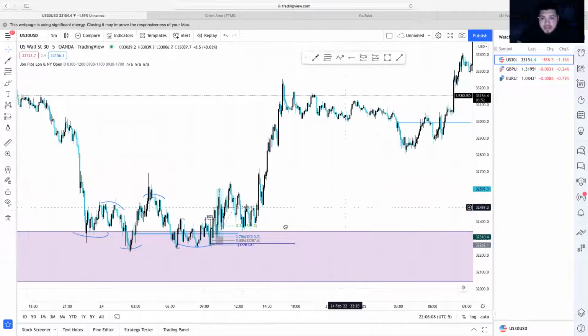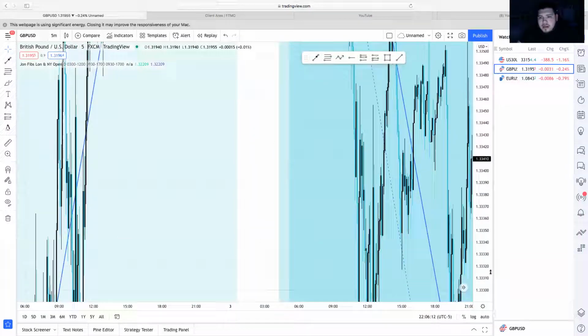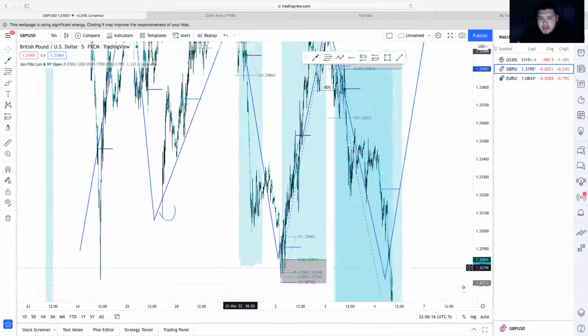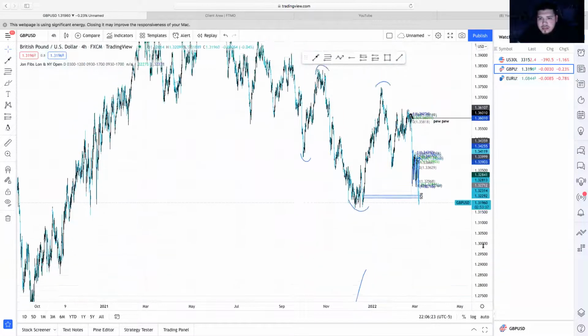So hopefully that made sense. I want to go ahead and show you guys GBP USD. I don't trade this. I just recently started marking this up, but I'm gonna show you a good example of why you wanna pay attention to structure, pay attention to what's going on.